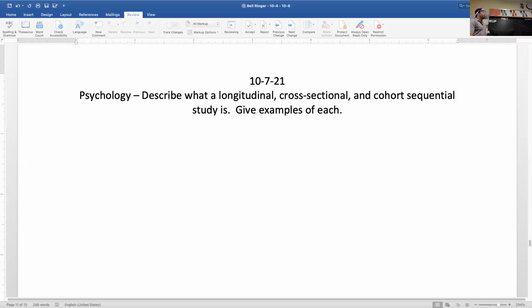All right, last one, cohort sequential. What is a cohort sequential study? Noah?